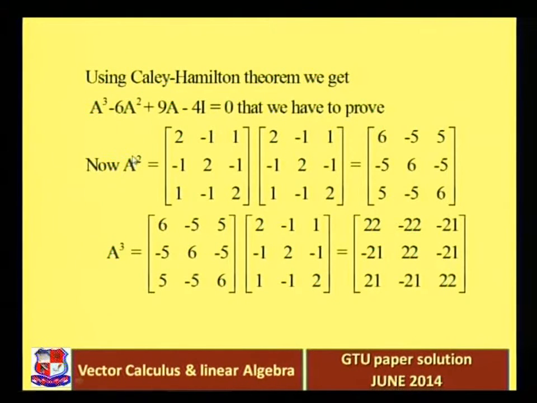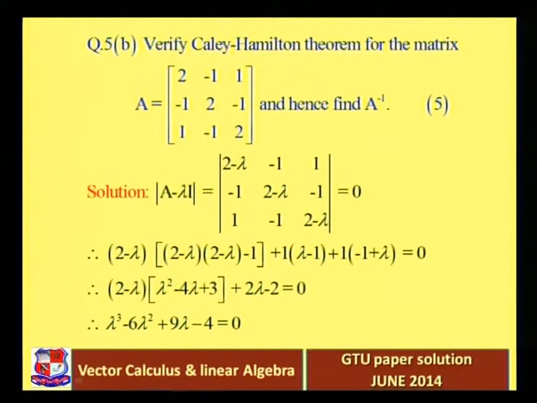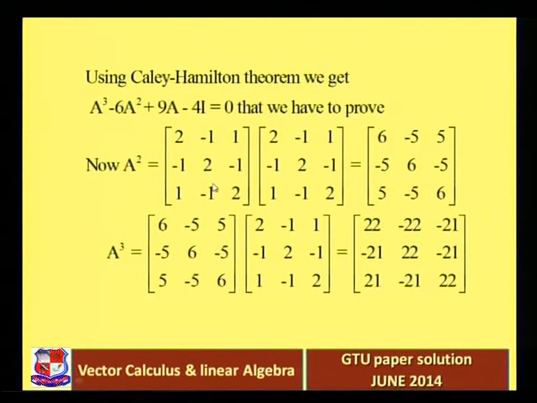Here we don't want to find the eigenvalues, otherwise we would have to find the values of lambda. But here we want to check whether the Cayley-Hamilton theorem is satisfied or not. So this is our characteristic equation, lambda cube minus 6 lambda square plus 9 lambda minus 4 equal to 0, and in it we put A. Using the Cayley-Hamilton theorem we get A cube minus 6A square plus 9A minus 4I equal to 0. That we have to prove, right?